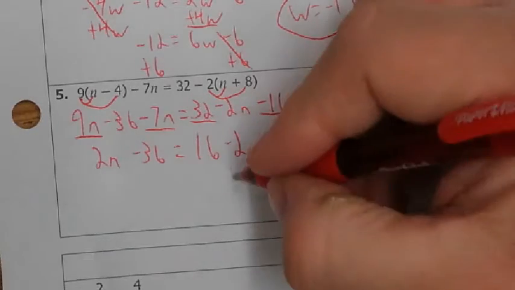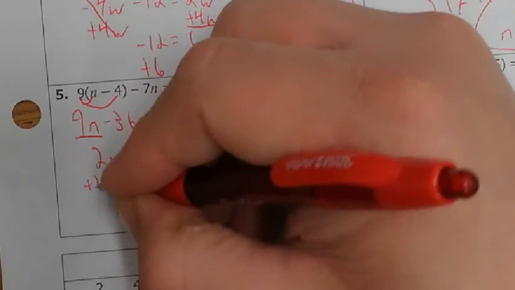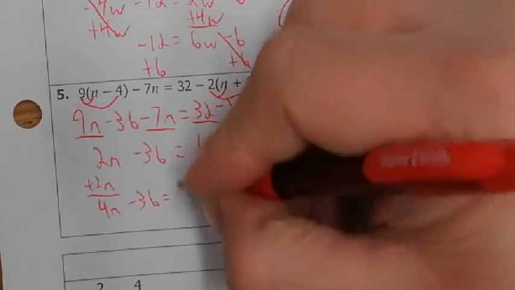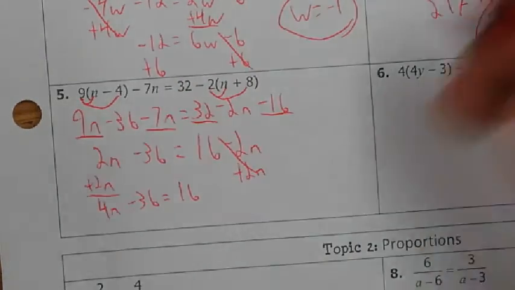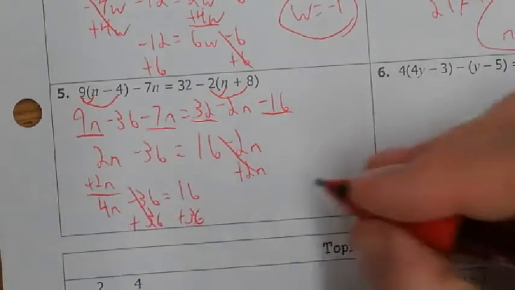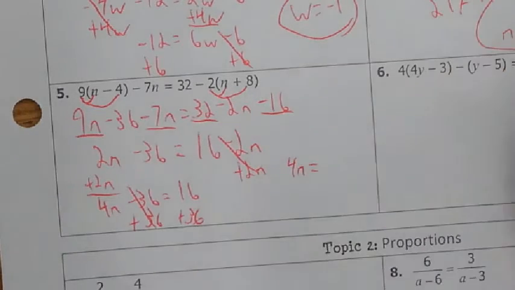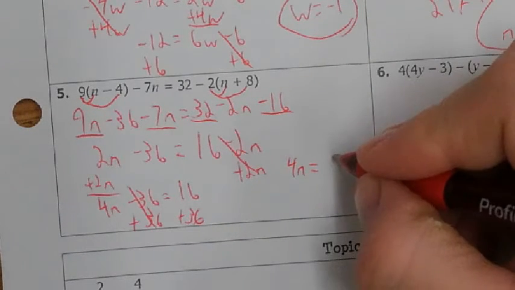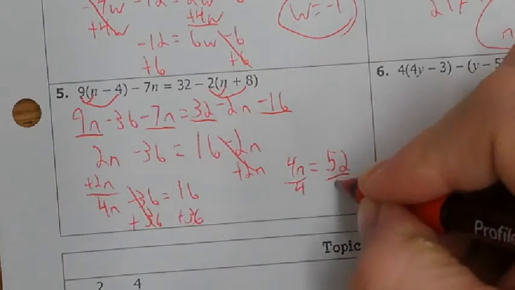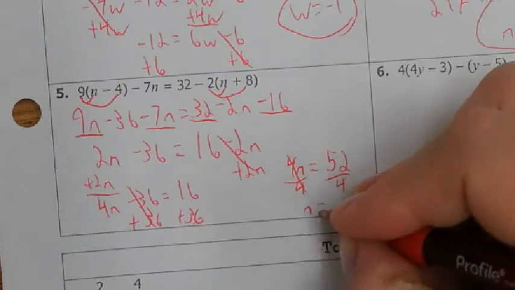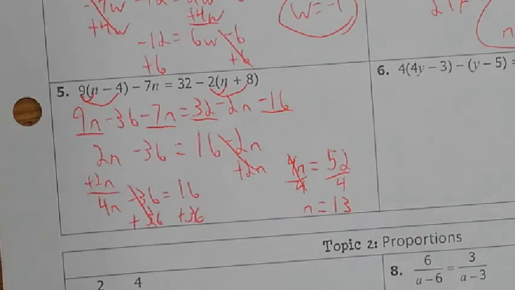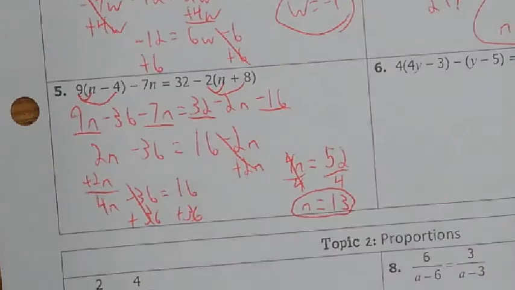Then you combine your like terms. I'm going to add 2n to both sides. That'll give me 4n minus 36 equals 16. Then just your normal two-step equation. The opposite of minus 36 is plus 36. So that would give you 4n equals 52. And then divide by 4, and you get 13. Anybody have questions on that one?